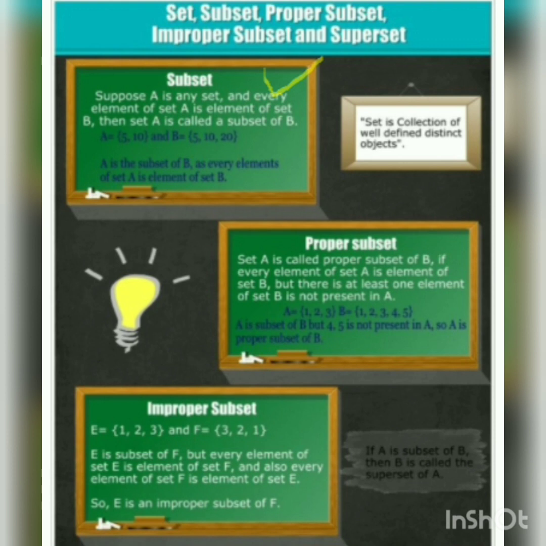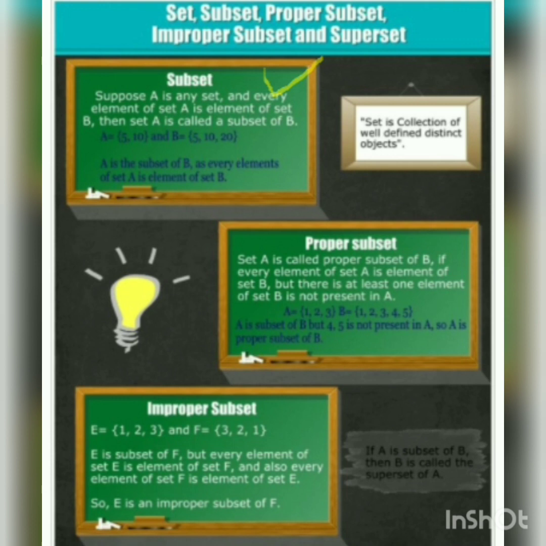Let's take an example which is given. A is equal to the set 5, 10 and B is equal to the set 5, 10 and 20. You can see that all the elements of set A are present in the set B, which shows that A is a subset of B.